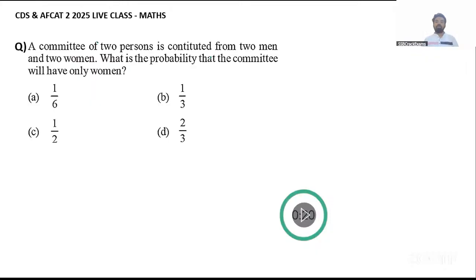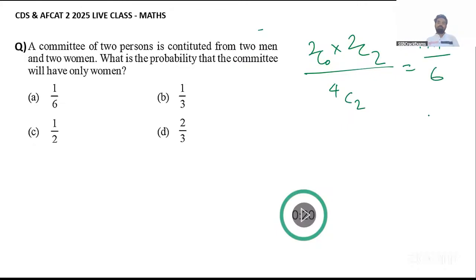A committee of 2 is to be formed from two men and two women. What is the probability that the committee will have only women? So this you can do. Let me tell you what it will be like. 0 men and 2 women. And how many total persons? 4 are there. So you can solve it. It will be 1, and it will be 6. So it will be 1 upon 6. So you can do this question by yourself. This is not tough.